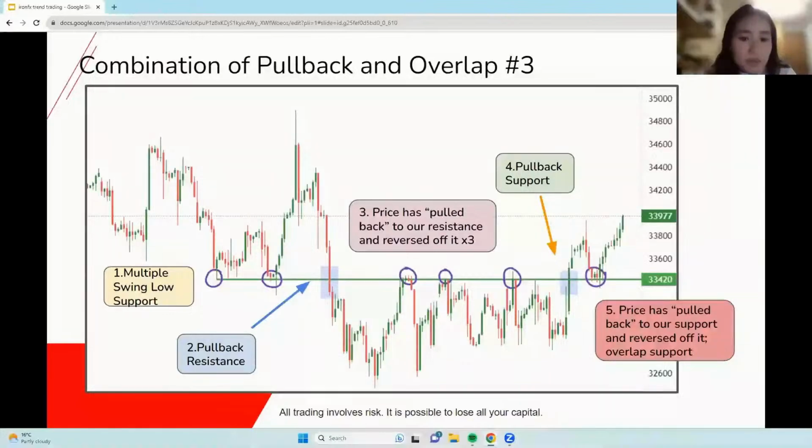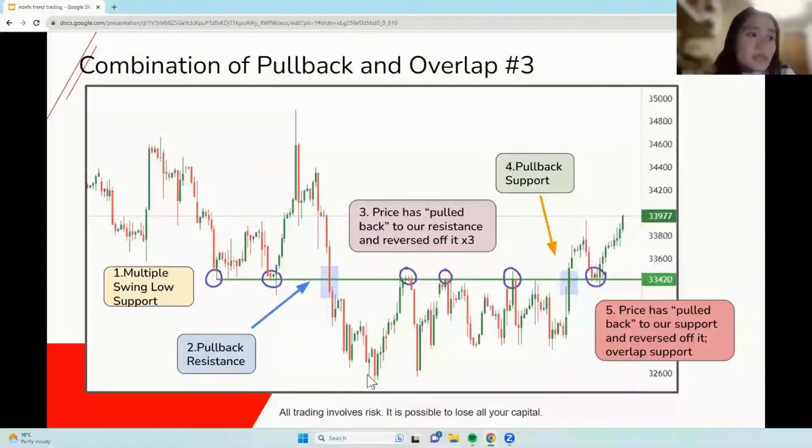Our last example before we get into how we can identify a trend: pullback and overlap. Here we have multiple swing low supports, 1, 2 here, and then price has surpassed our support level, multiple swing low support. So it surpassed it, and we are expecting it to reverse back, because we have observed this swing low.